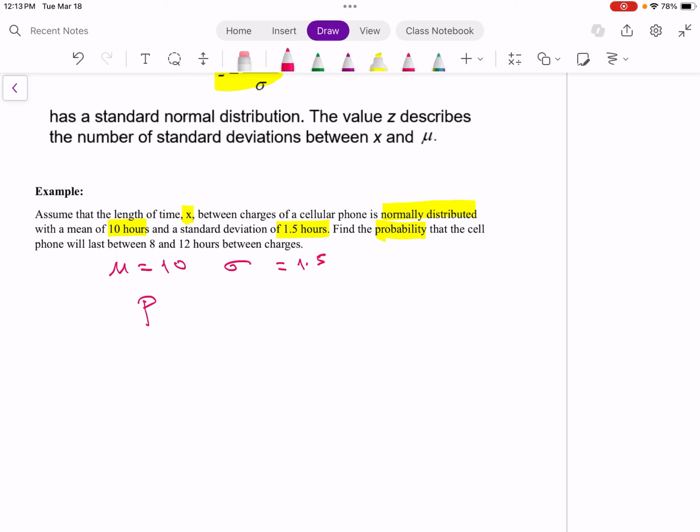How can we rewrite this? So we are asked to find the probability P that the cell phone will last between 8 and 12 hours. Now, how do we write this down? So we have x as the length of time, right? So x has to be between 8 and 12, meaning x has to be greater than 8 and less than 12. So this is what we are asked to find.